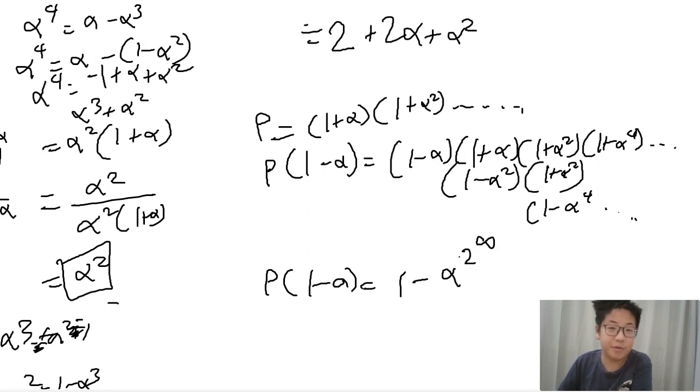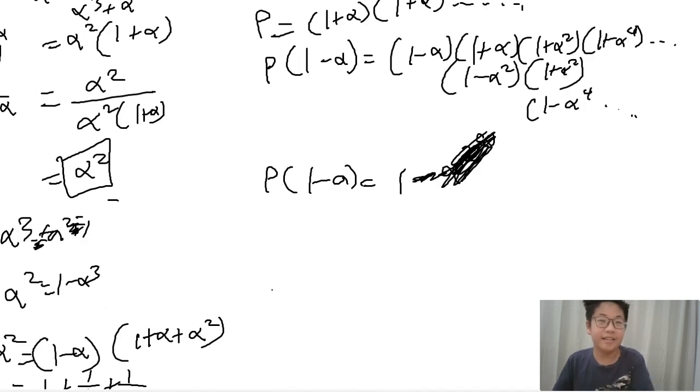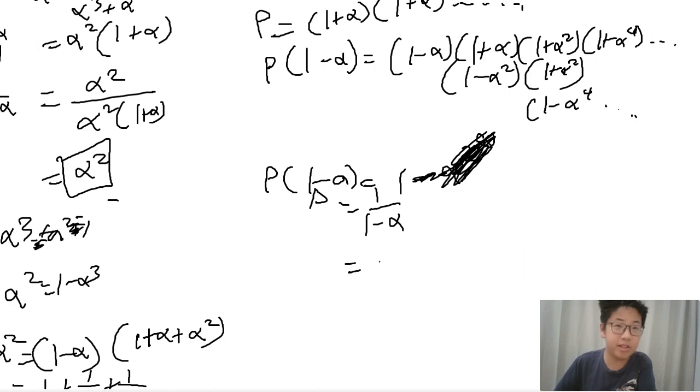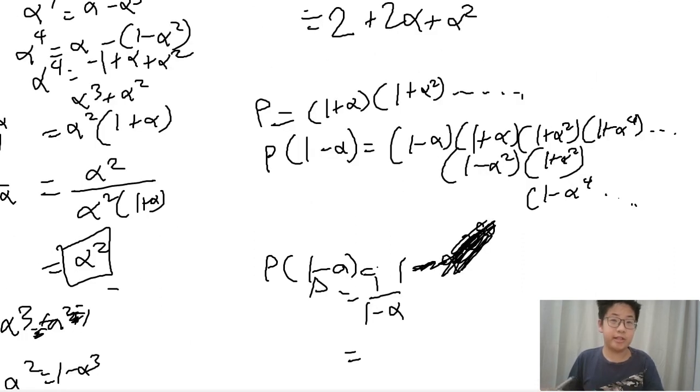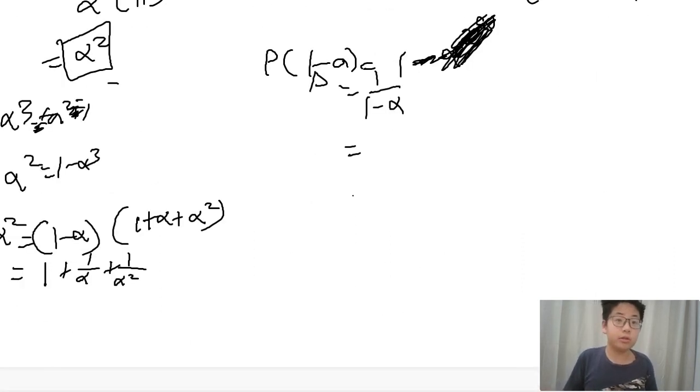Since alpha is between 0 and 1, we can use this to our advantage by cancelling off this term. So that means our big infinite product has turned into a small but important 1 over 1 minus alpha. And continuing on, we can use our expression, which equals 2 plus 2 alpha plus alpha squared.